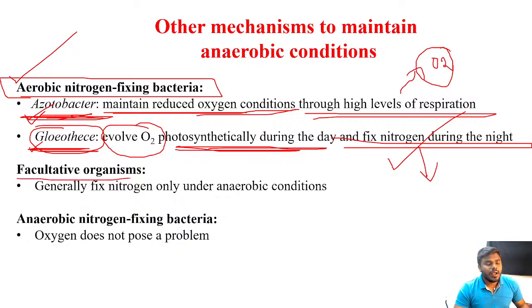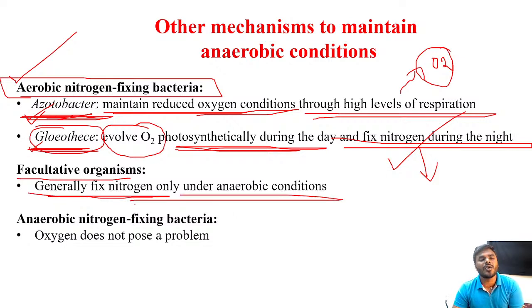Next one we call facultative organisms. What are facultative organisms, friends? Very simple, right? I already told you. They can fix the nitrogen in the presence of oxygen also, and in the absence of oxygen also. Then there is no problem. So they generally fix the nitrogen only under anaerobic condition. No problem for us. Anaerobic nitrogen fixing bacteria is not at all a problem. What is our goal? Our nitrogenase enzyme should not require oxygen.